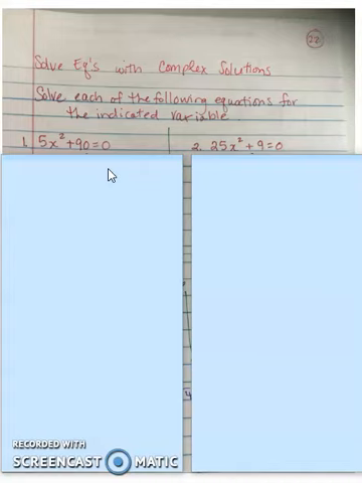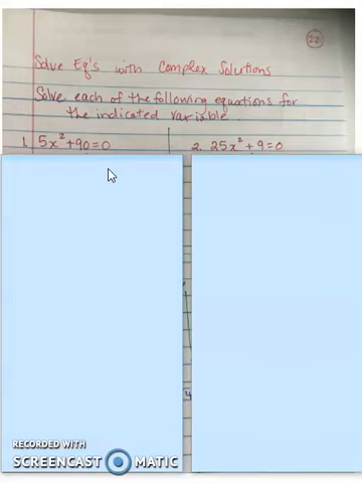So the directions say solve each of the following equations for the indicated variable. Our first example, number 1, is 5x squared plus 90 equals 0. If you'd like, go ahead and take a moment, pause the video, and actually try this for yourself. It's not that bad at all. And then you can play the video again whenever you're ready.